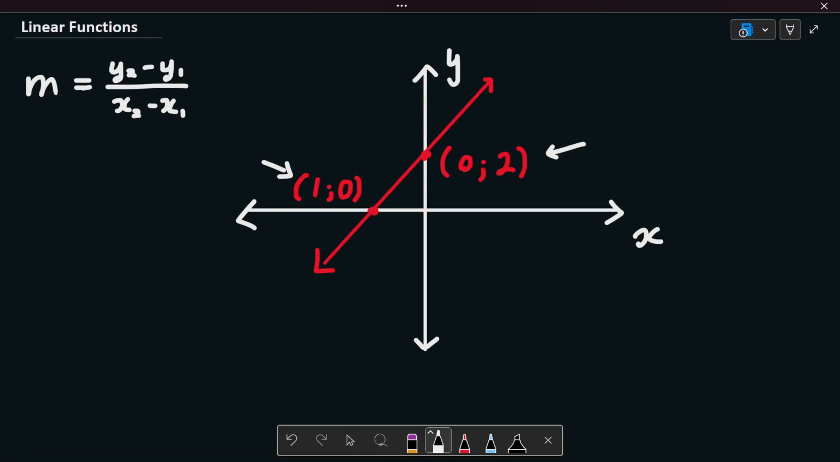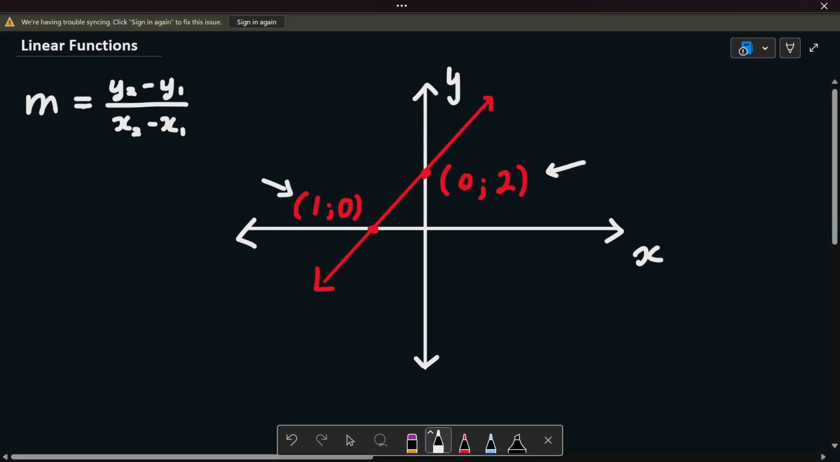Now, the only time that you can use the gradient formula is if the 2 points are both on the same function. If you get 1 point on one function and the other point on a different function, you can't use the gradient formula, because remember, we're talking about the gradient of that specific slope, basically of that specific linear function. So it can only be 2 points on a specific graph.